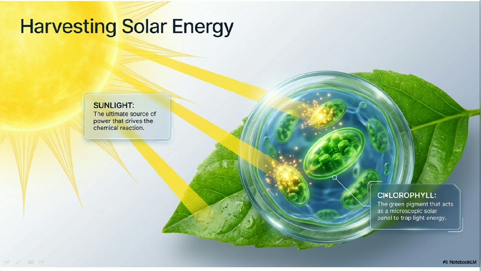Next is chlorophyll. What does chlorophyll do here? Leaves contain a green pigment called chlorophyll. Chlorophyll traps, or catches, the sunlight. That is why most leaves appear green. Without chlorophyll, photosynthesis cannot occur.